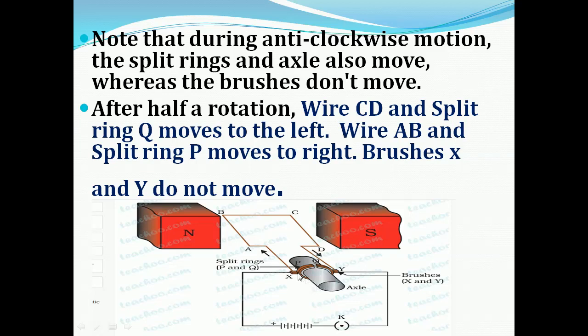When the motion of the coil is anti-clockwise, the split rings and the axle will move, as I told you. So after half a rotation, wire AB and split ring P will move to the right, but wire CD and split ring Q will move to the left, but the brushes will not move.